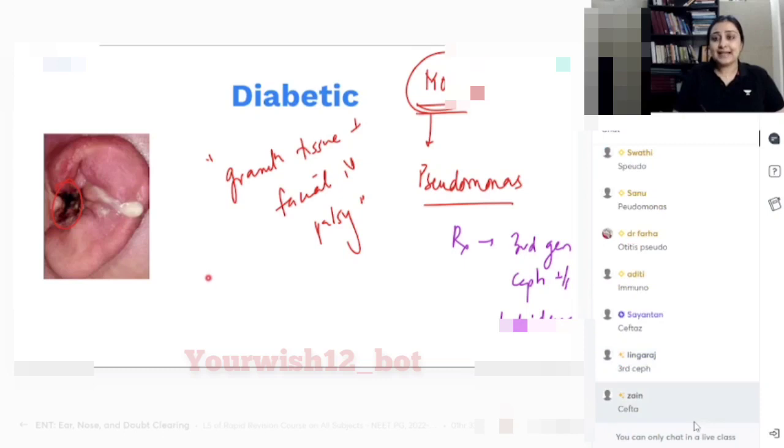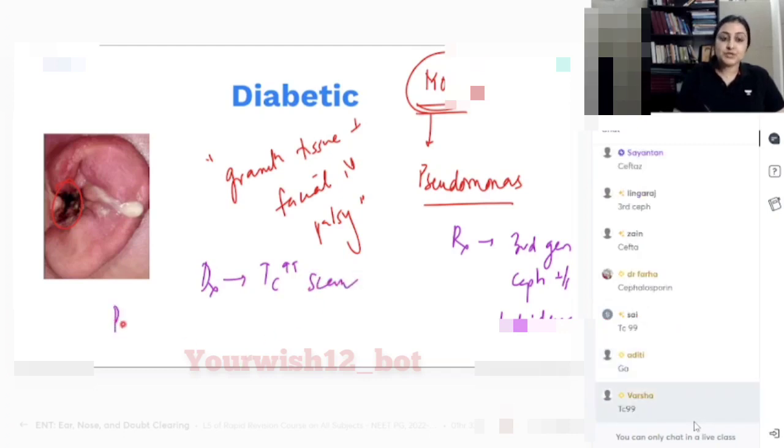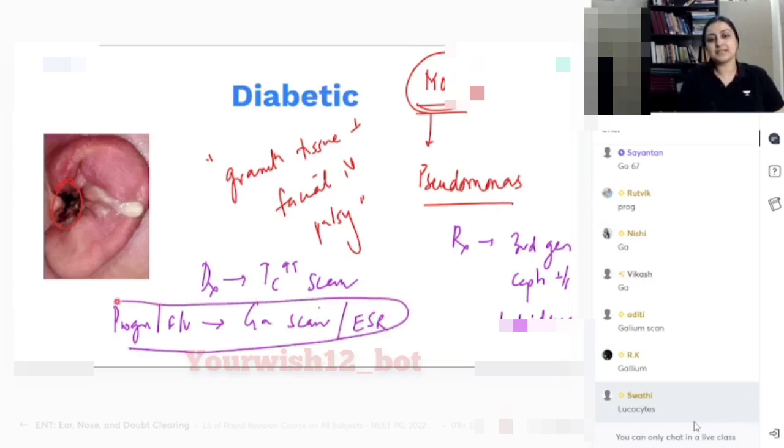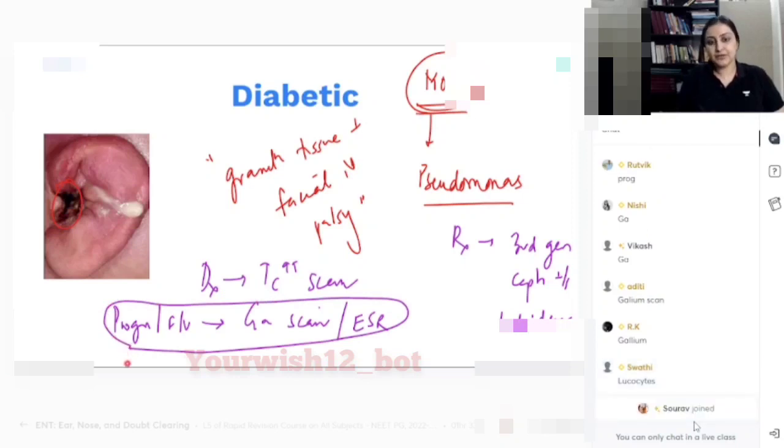Any scan that you want to do for diagnosis? Yes, so we do a nuclear medicine scan, which is your technetium 99 scan for diagnosis. For prognosis, or for following up the patient to see response to treatment, we can do a gallium scan, right? So gallium scan, remember, is used for follow up, to see whether it's responding or not. The other thing we can do is ESR. So we can do ESR, gallium scan to see response. But for diagnosis, we do technetium scan, right?